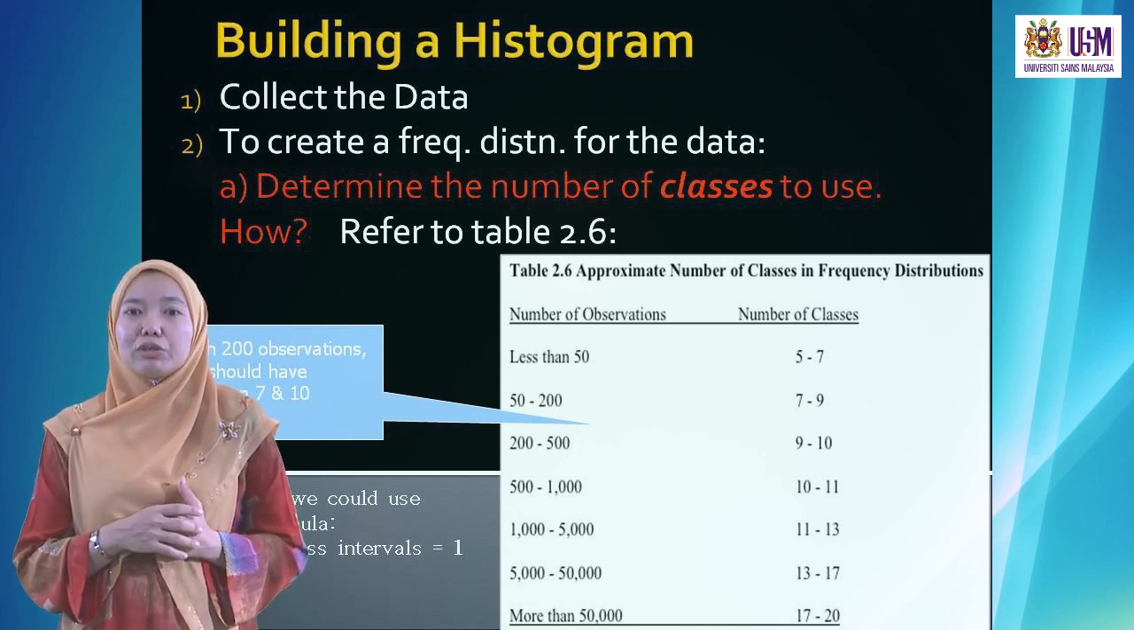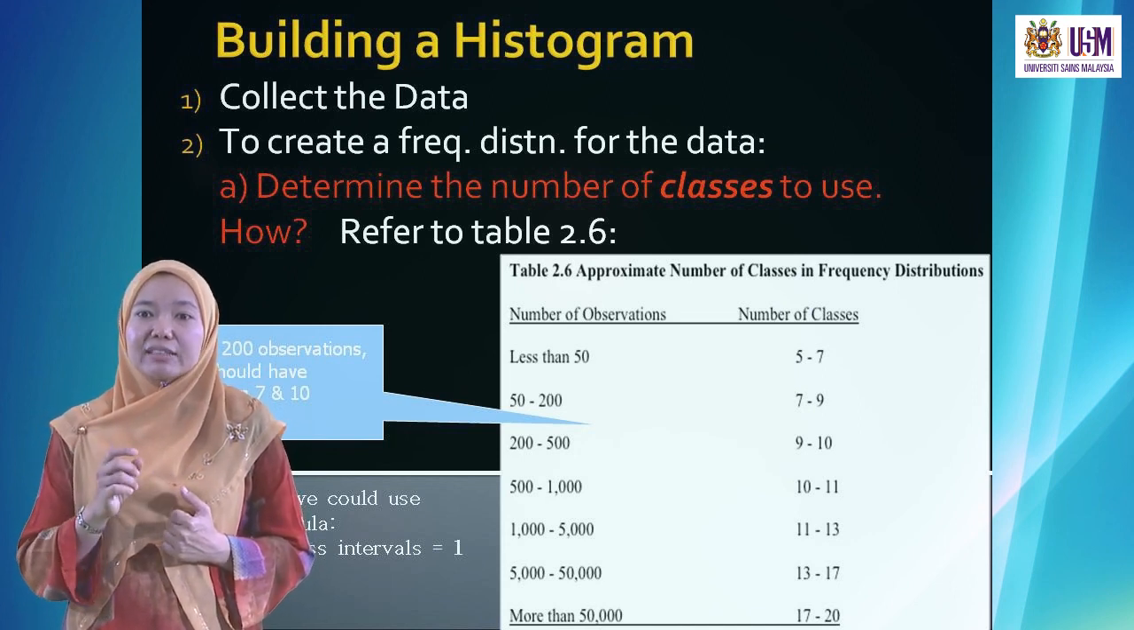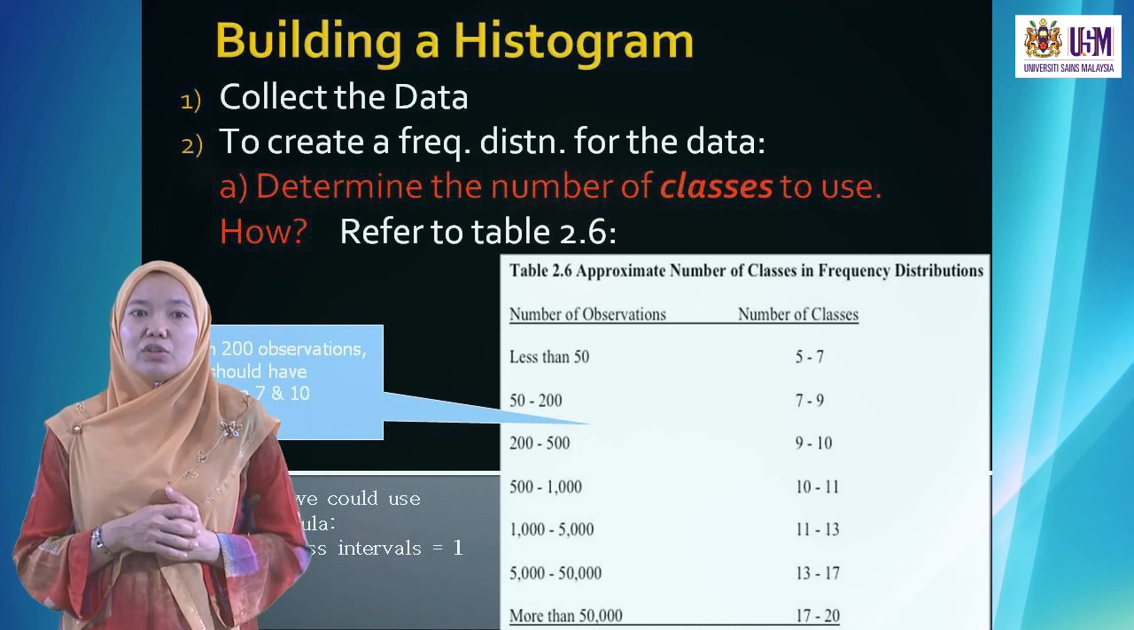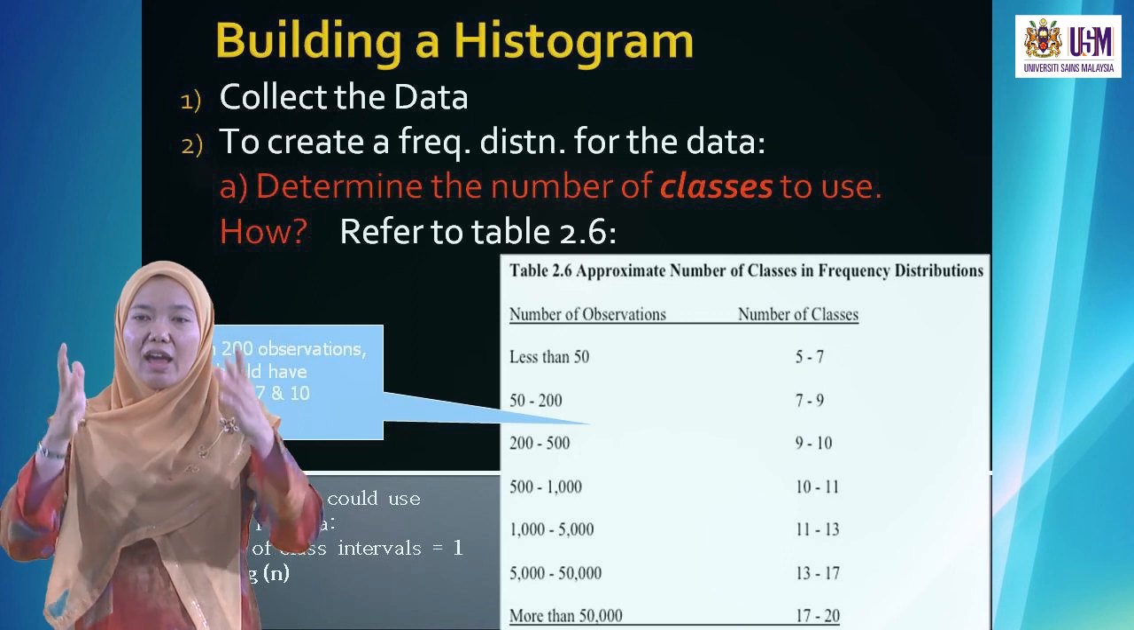Let's refer to table 2.6. We are still talking about the approximate number of classes in a frequency distribution. In this case, the textbook is already making it easier for you. They have this table.